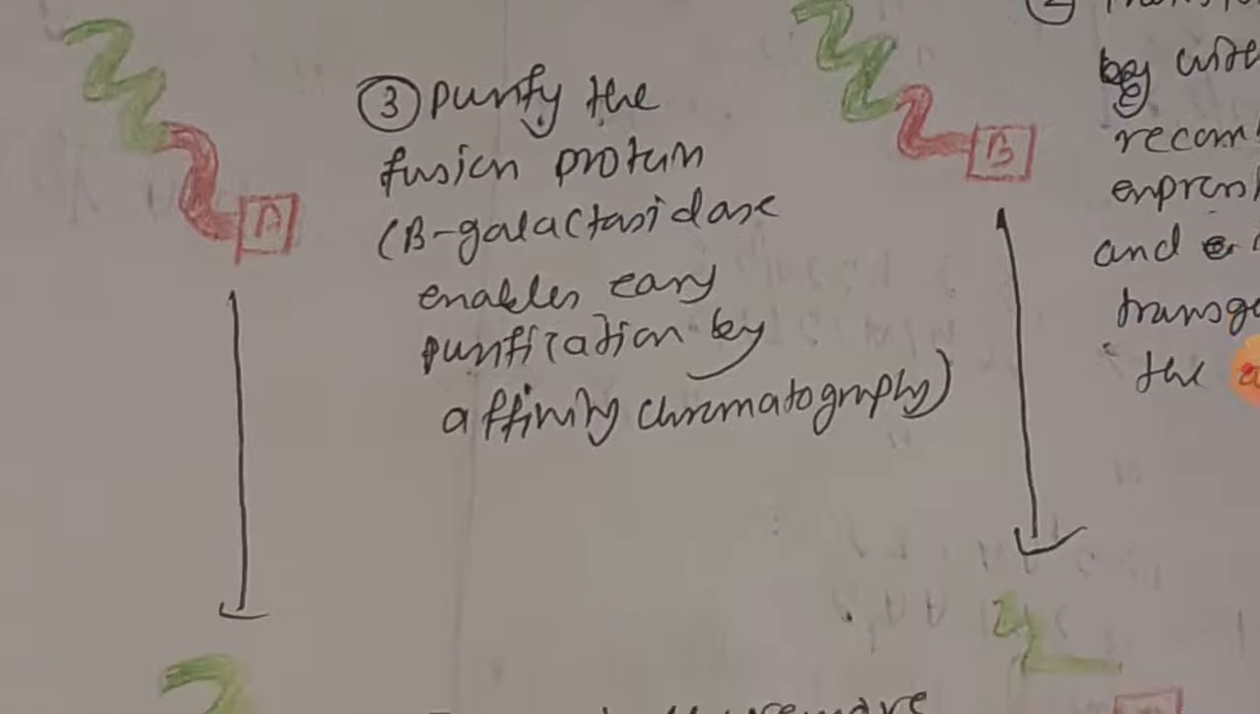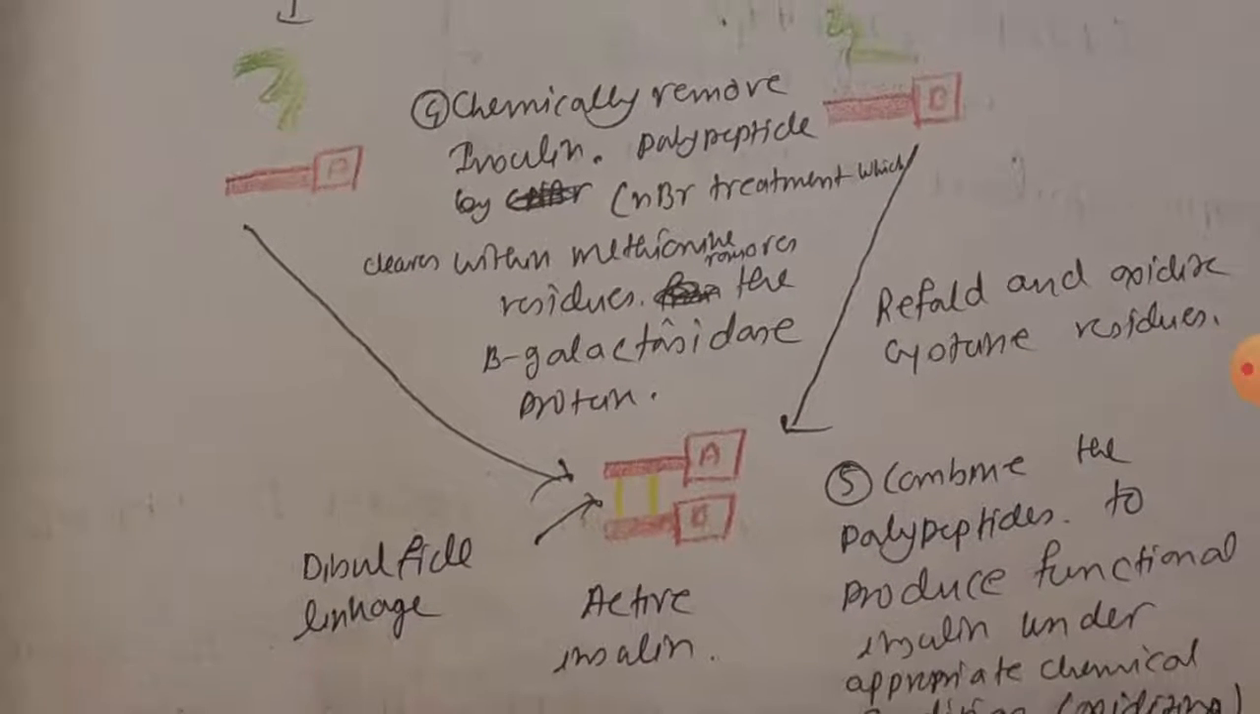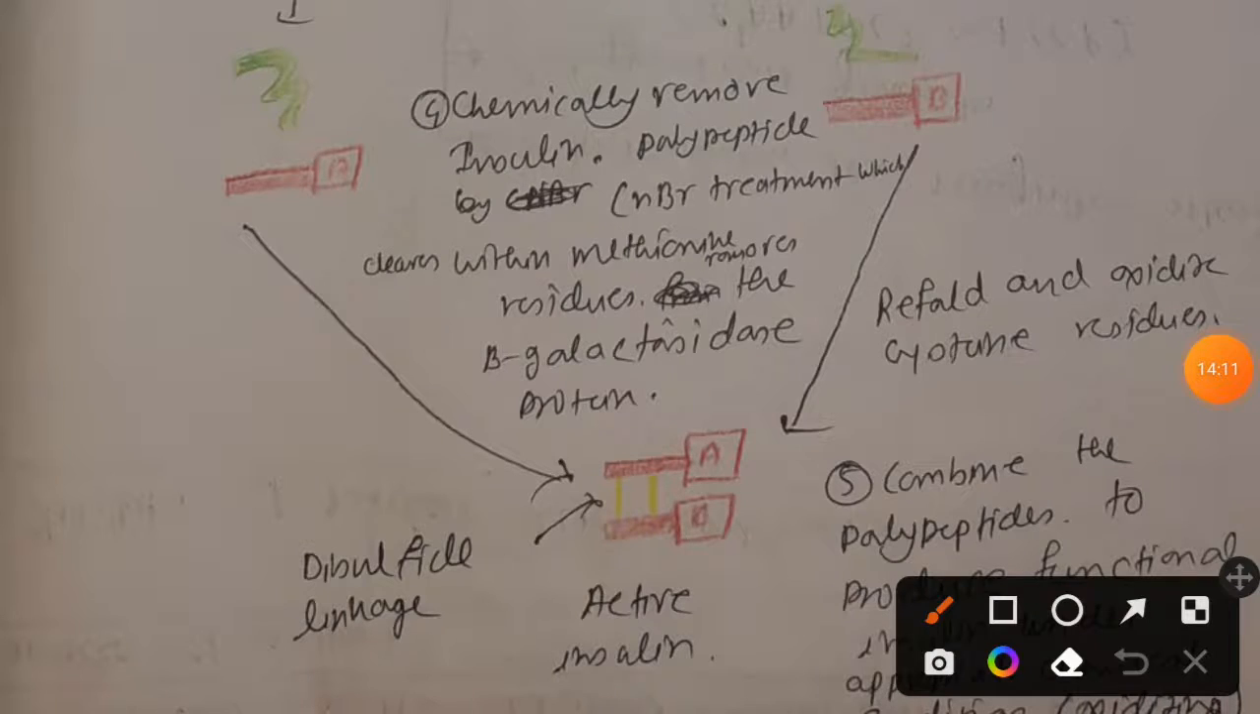Now we will allow the refolding and oxidization of the cysteine residue present in A chain and B chain, which results in the formation of a disulfide bond containing A chain and B chain, which is our active conformation of the insulin.